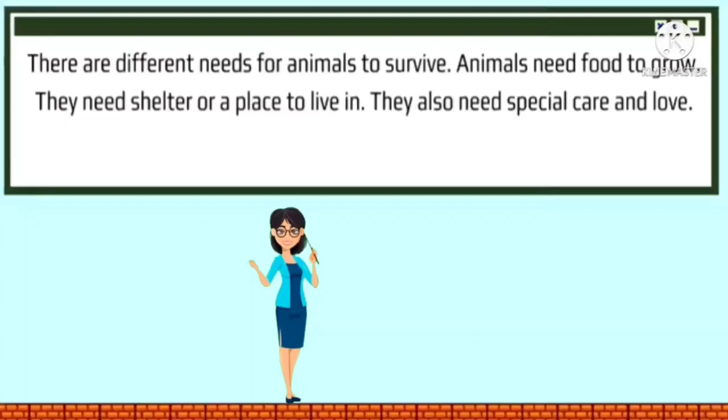There are different needs for animals to survive. Animals need food to grow. They need shelter or a place to live in. They also need special care and love.